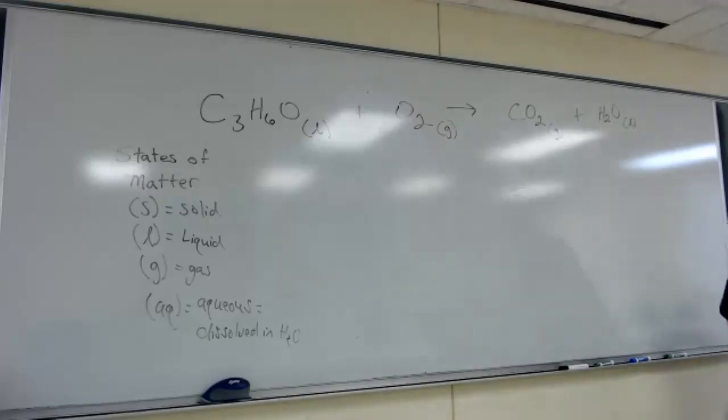First off, you figure out how many coefficients it has. And you'll make a list of how many of each element you have on each side. Then we're going to change those coefficients. Keep in mind, you cannot change the subscripts, only the coefficients. We can't change the identity, only the amount.